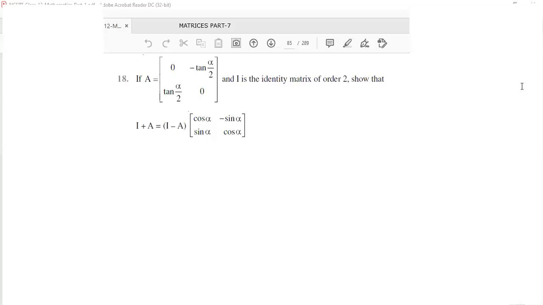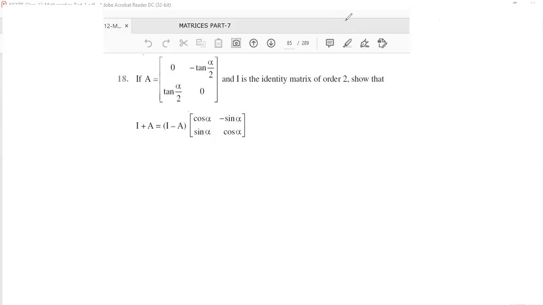Matrices part 7. The matrix A is given as [0, -tan(alpha/2); tan(alpha/2), 0]. We have to prove that I + A = (I - A) [cos alpha, -sin alpha; sin alpha, cos alpha]. So first we will find I + A.